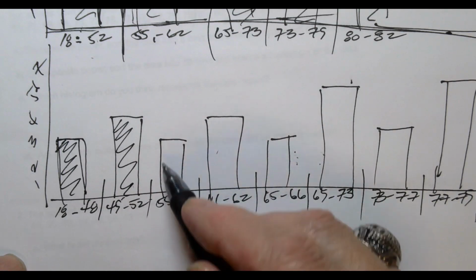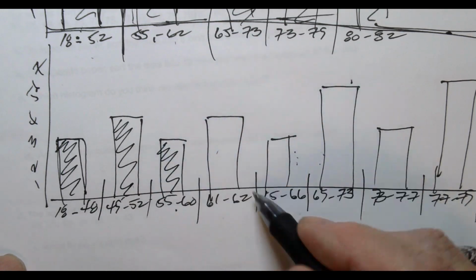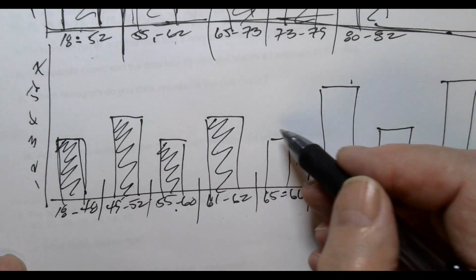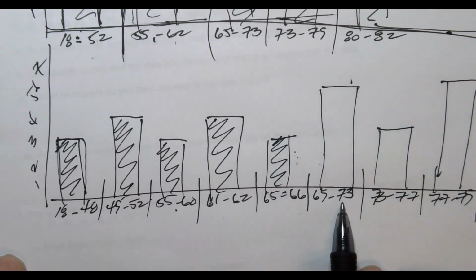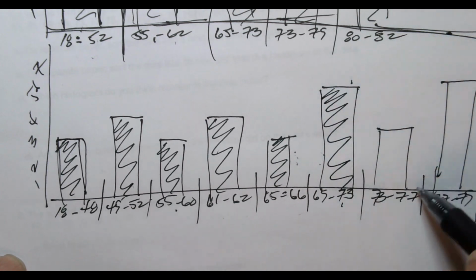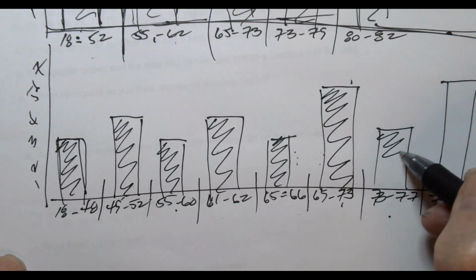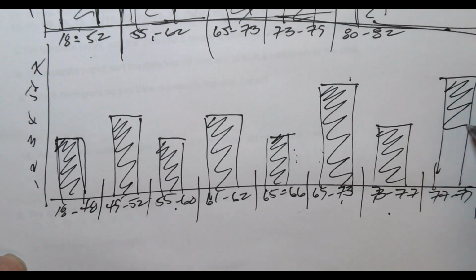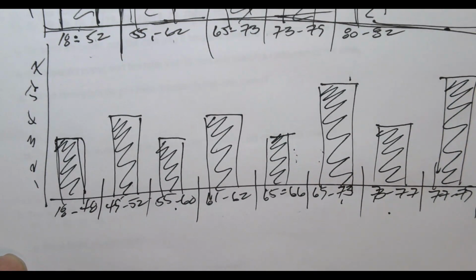55 to 60, I had 3. 61 to 62, I had 4. 65 to 66, I had 3. 69 to 73, I had 5. 73 to 77, I had 3. 77 to 79, I had 6. And 80 to 81, I had 5. And 81 to 82, I had 4.